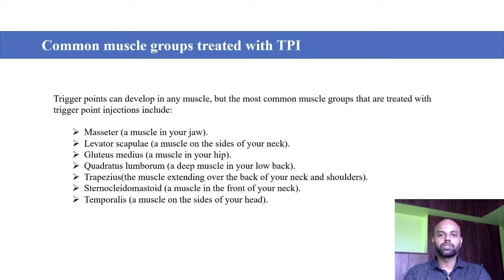Common muscle groups treated with trigger point injections: the masseter, a muscle in your jawbone; the levator scapula, a muscle from your neck to your scapula; the gluteus medius, a muscle in your hip; the quadratus lumborum, a muscle deep in your lower back; the trapezius, a muscle that starts from your neck and connects all the way to your shoulder; the sternocleidomastoid, a muscle from your mastoid bone that connects to the clavicle and the sternum bone; and the temporalis, a muscle on the sides of your head.